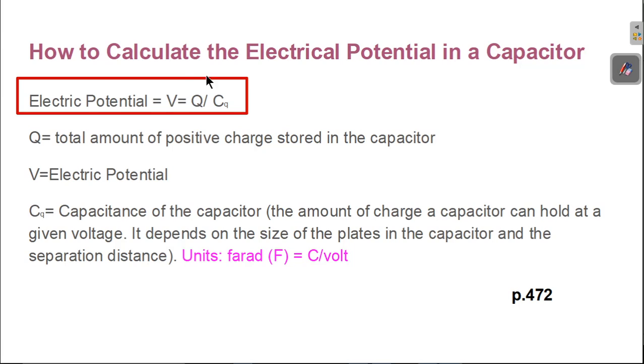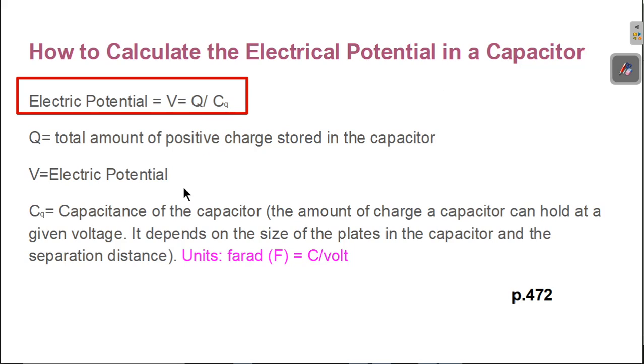Of course, we have a mathematical way to calculate the electrical potential of those capacitors. We have a new formula for you, a new equation. The electrical potential, when we're talking about capacitors, can be calculated by using this equation: V = Q divided by C of Q. What does that mean? Well, Q is the total amount of positive charge stored in the capacitor. That's why it was important that you knew if they give you the negative, you could find the positive because they are the same, at least for this course. Okay?